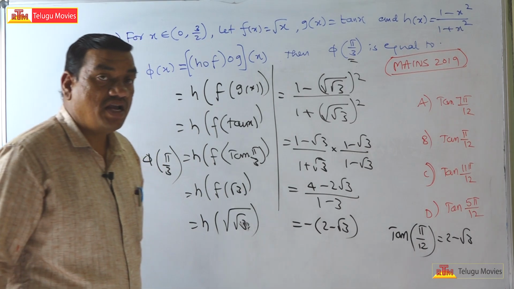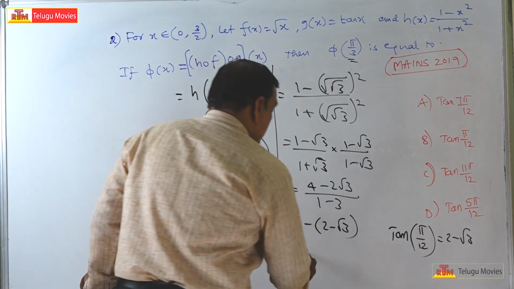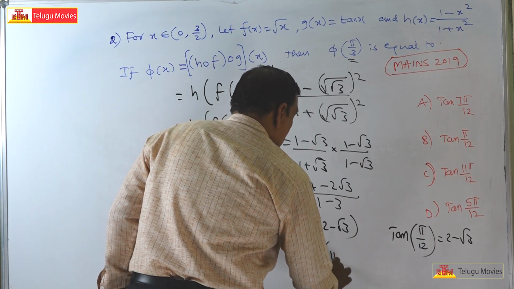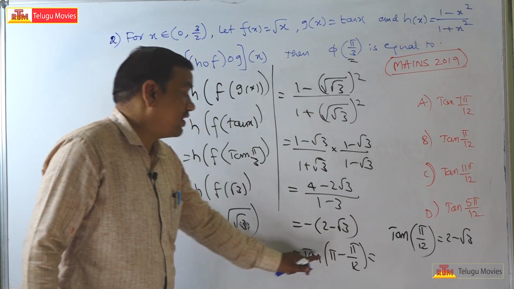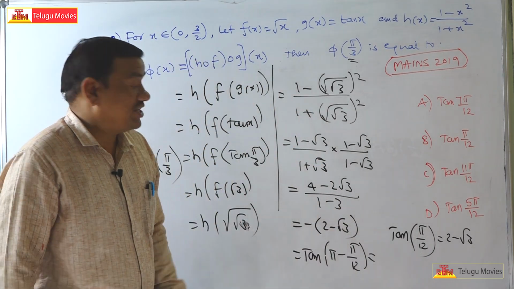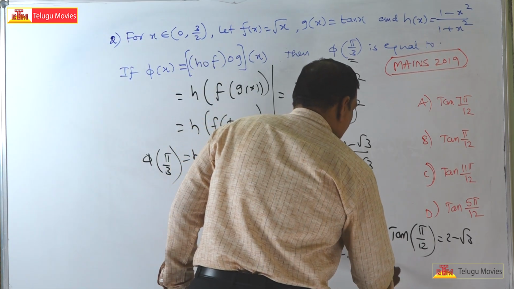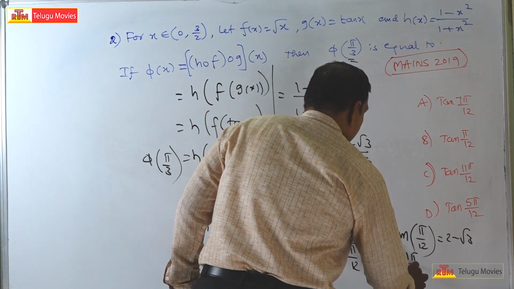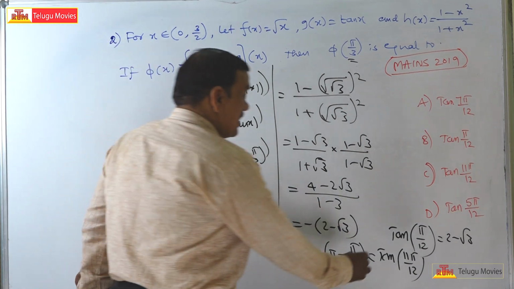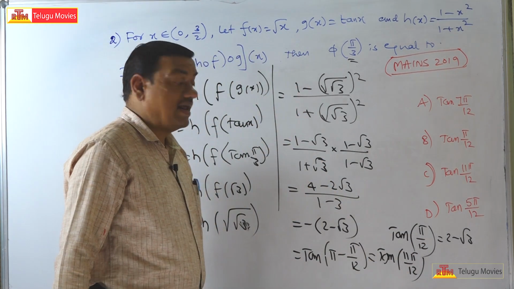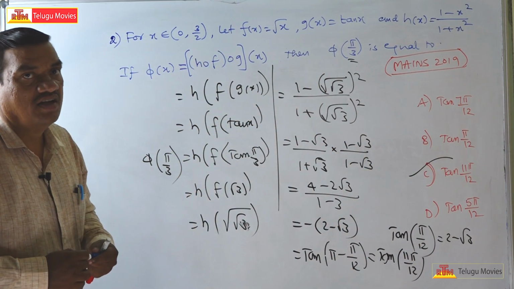But we want minus of 2 minus root 3, which means tan will be negative in the second quadrant. That means this is nothing but tan of pi minus pi by 12, second quadrant, tan of 180 minus theta is minus tan theta, giving minus 2 minus root 3. So, this is equal to tan of 11 pi by 12. So, therefore, the value is tan of 11 pi by 12. So, tan of 11 pi by 12 is your correct answer.